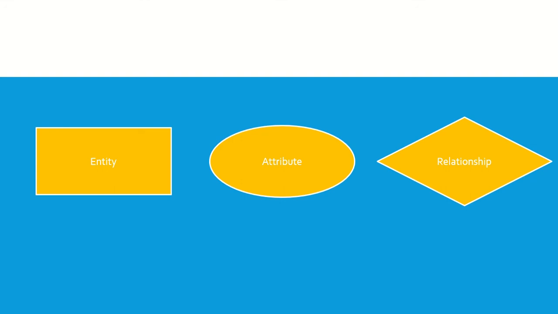Then lastly, we have a relationship. We use relationships to see how the entities act upon each other and how they are associated. We have two types of relationship, a strong relationship and a weak, also called co-identifying, relationship. These are represented by a rhombus shape.